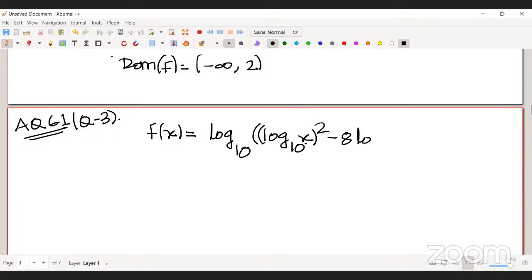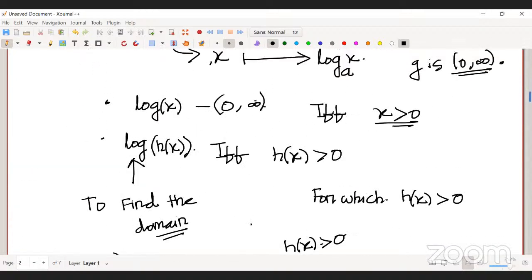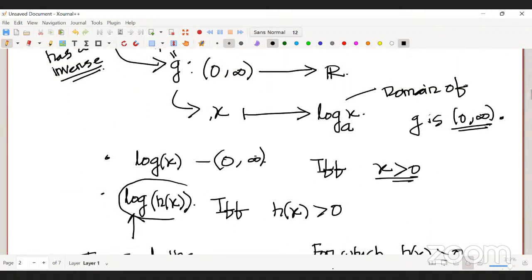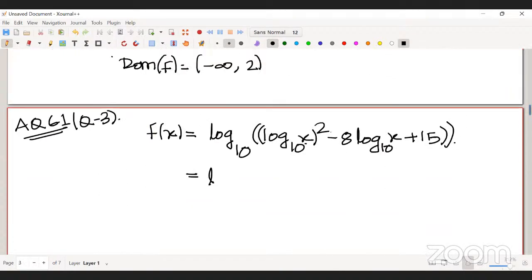Minus 8 log, plus 15. Firstly solve for the outer log. Now you have something like log of h of x, right? You need to find this h of x first. What is h of x here? It's log x base 10 whole square.